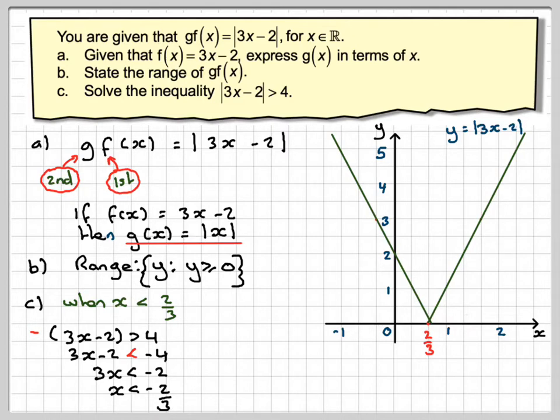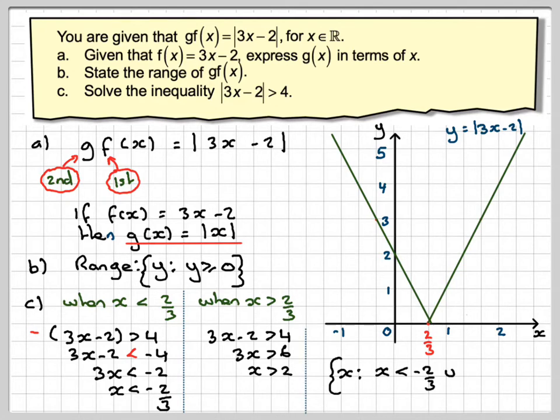On the other side of this critical value, when x is greater than 2/3, we just solve 3x minus 2 is greater than 4. Then 3x is greater than 6, x is greater than 2. Now we need to put that together. They seem to want you to put it in set notation, so it's x such that x is less than minus 2/3, union, or you can put the word or in, x such that x is greater than 2.